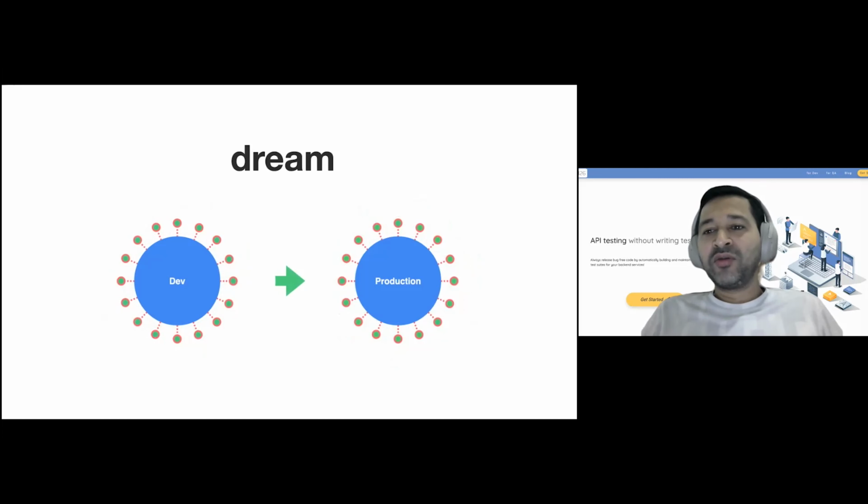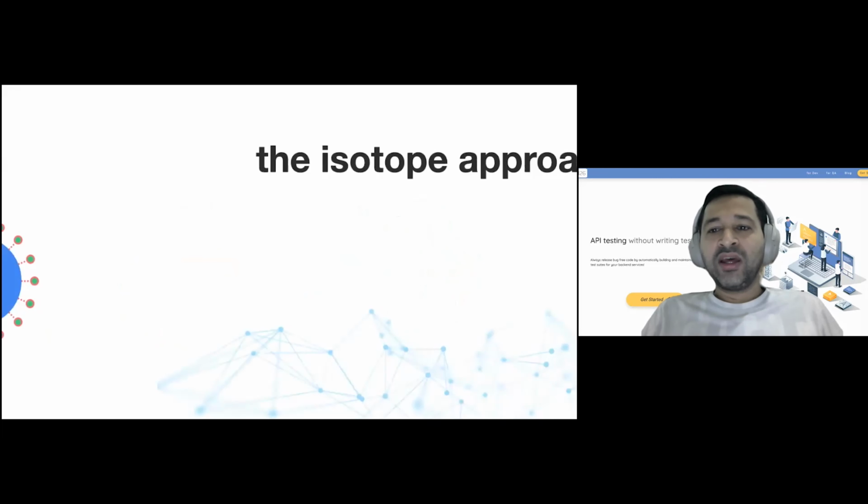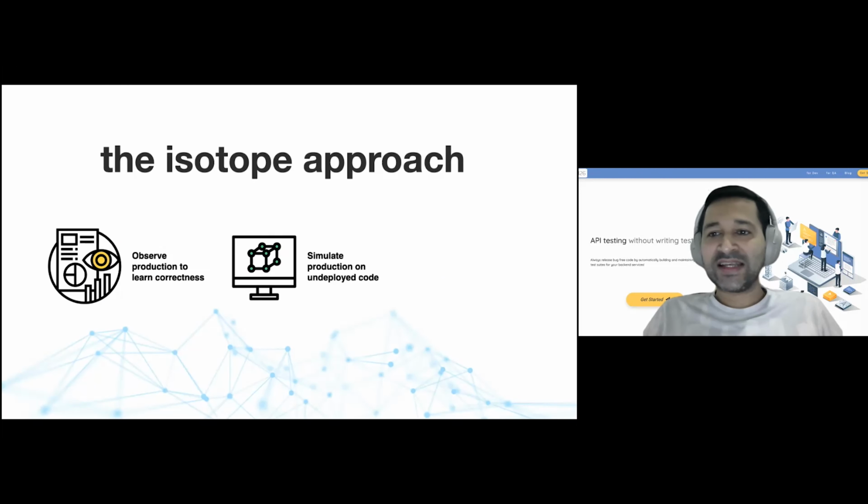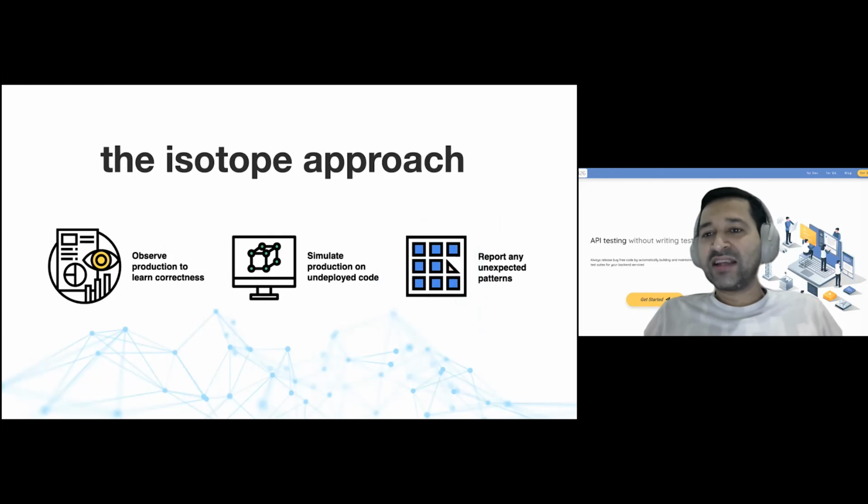And so that's where we've built a framework, a library called Isotope, that basically observes your code's behavior in production as it gets deployed with your code, to learn all the different patterns that your code is going to exercise in production, and then bring that knowledge back to you as tests in a simulated environment. And when I say test, I literally mean a test, and I'm going to show you what this looks like in a moment. And then report back to you any unexpected patterns that would indicate breakage.